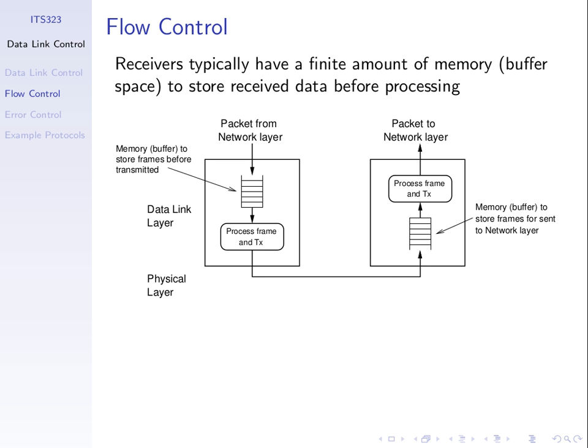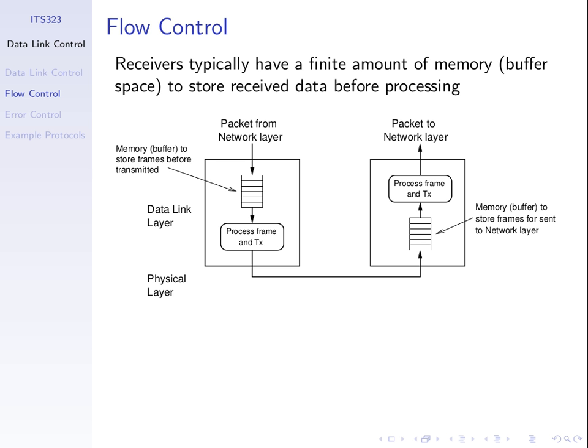What the receiver does, as it receives frames, it stores them in memory at the receiver, and then processes them and takes the data and sends it up to the network layer. This memory size is limited. It's RAM or some memory allocated for the receiver.